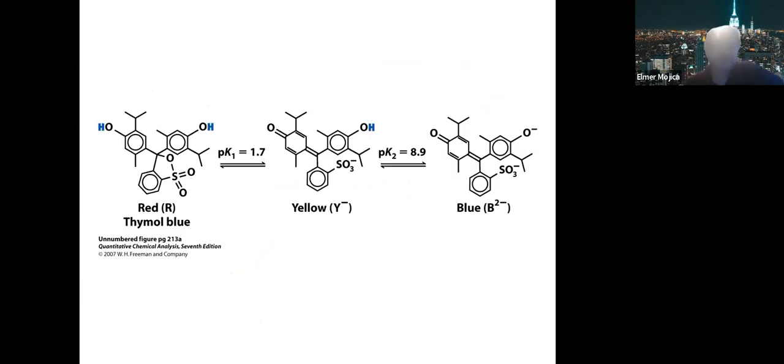Now let's go to the indicator. Why do they change color? What's the chemistry of the indicator? If we have thymol blue, let's look at the pKa of thymol blue. At a pH lower than 1.7, it is red. It is red because everything is what? Protonated. Okay. And then what happens? When you increase the pH, it becomes yellow because one of them, what do you call this?